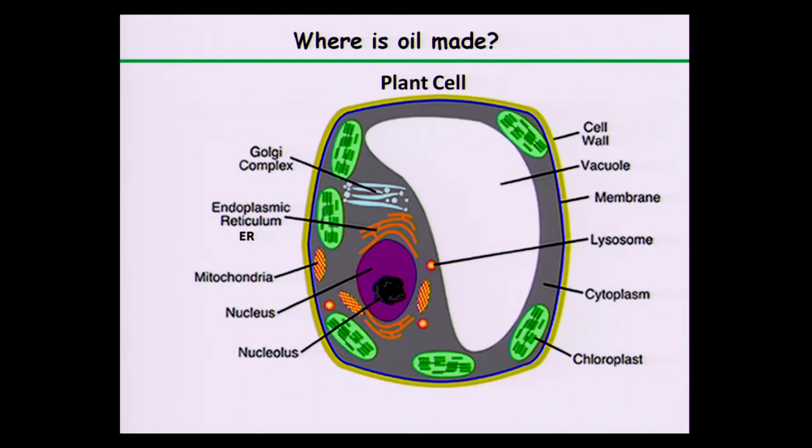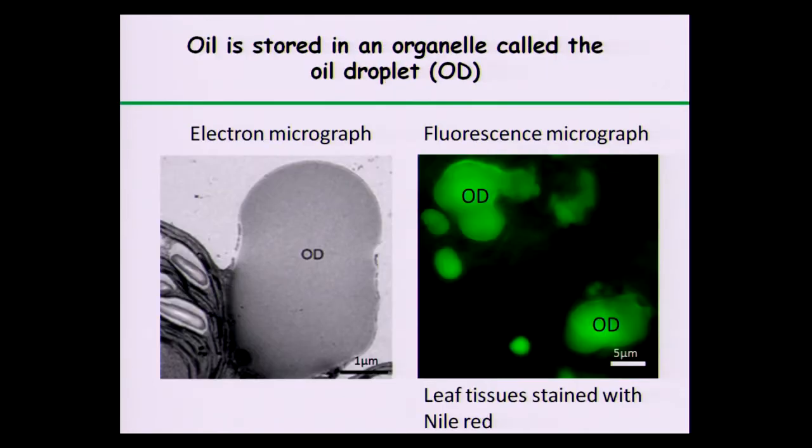So where is the oil made? In all the eukaryotes, human, plants, as well as yeast, ER is the major site of oil synthesis. So oil is synthesized in the ER, but they are stored in an organelle called oil droplets. Oil droplets can be visualized under electron microscope. Here showing the electron micrograph of oil droplets in the leaf cells.